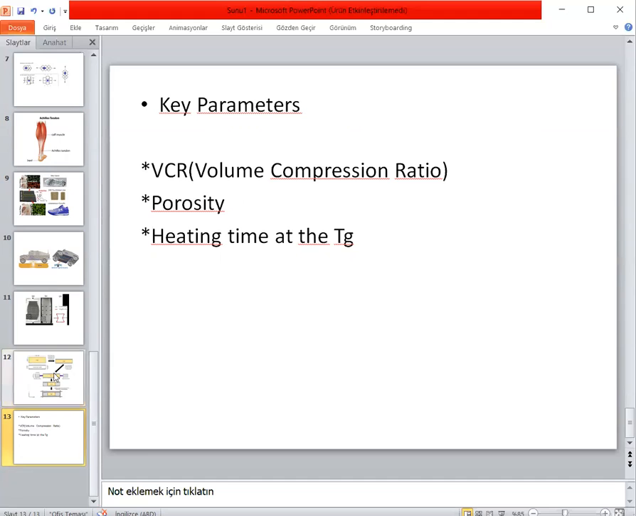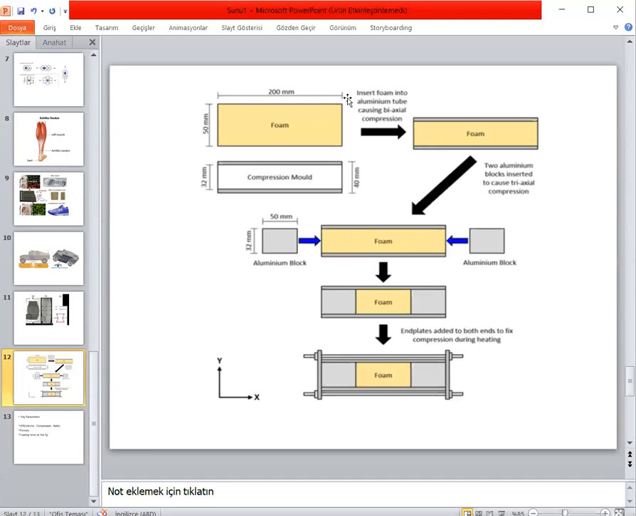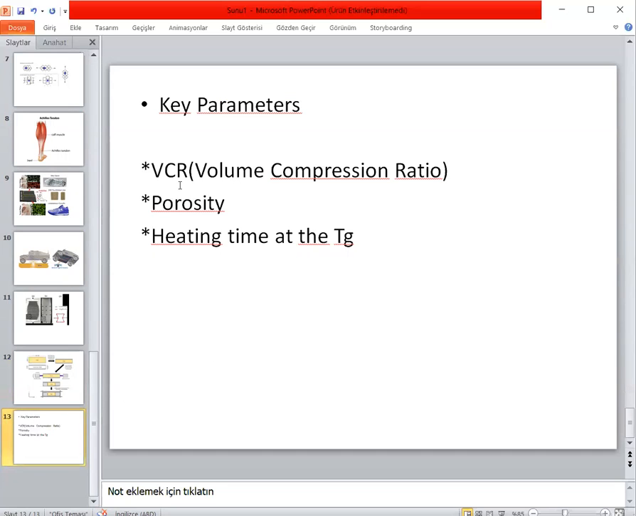VCR, volume compression ratio, is the most important one. You can see that this is the material, then it becomes like that. The compression rate from all of the sizes gives us VCR. Porosity means the number of pores in a unit square area. It means our materials consist of pores or lattices. An increase in the number of pores means a more negative ratio.